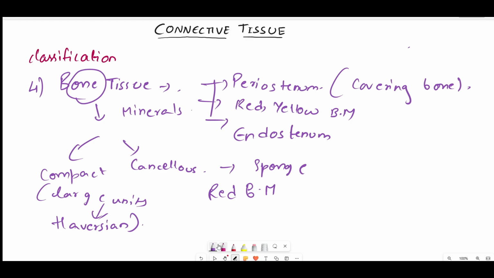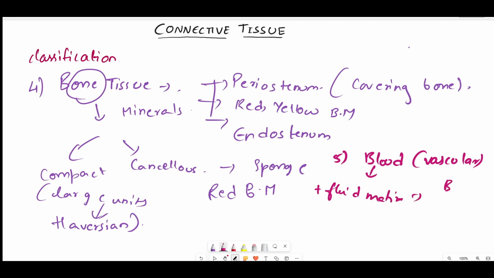Now let us get into the fifth one, which is called blood. Blood is also called the vascular tissue. When blood is present with the fluid matrix, that particular thing we will call the blood plasma. This blood plasma has both cells and cell fragments.